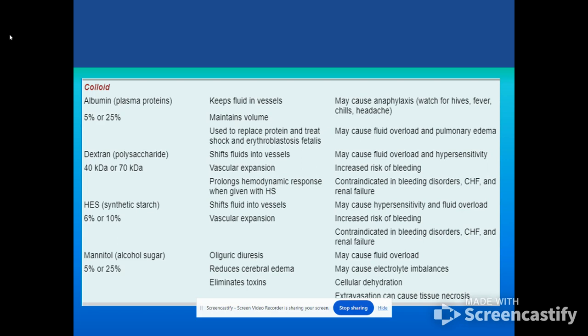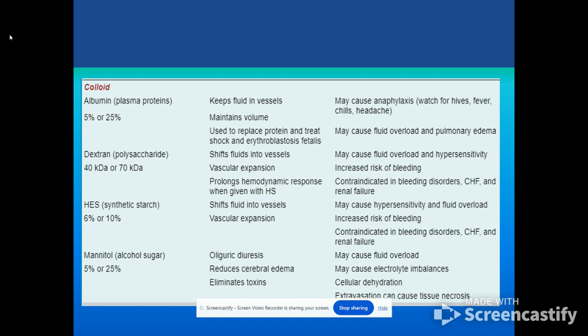Then we have dextran. This will help to shift the fluids into the vessels as well. It is also a vascular expander. Again, this one also can cause fluid overload and hypersensitivity, and can increase the risk of bleeding. So we don't want to give it to patients who have bleeding disorders, congestive heart failure, or renal failure, because it will put too much pressure on the heart and the kidneys.